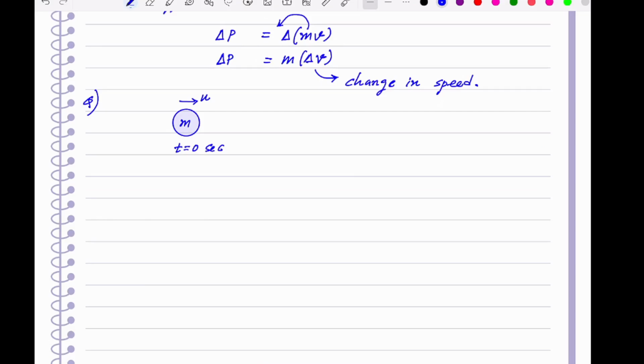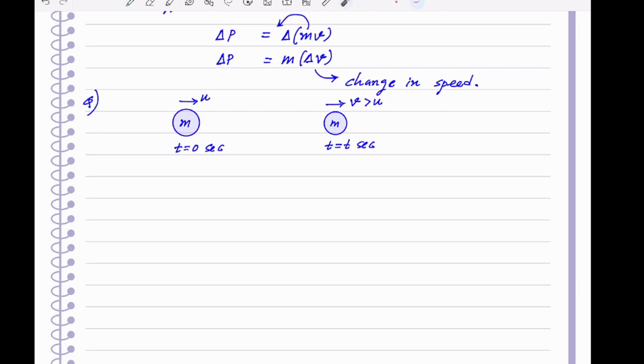Okay. Then after some time, that means t is equal to t seconds. T can be 5 seconds, 10 seconds, like that, right? After some time, the speed is going to be v. Suppose this v is greater than u. Now slowly I am going to teach you the physics behind it.